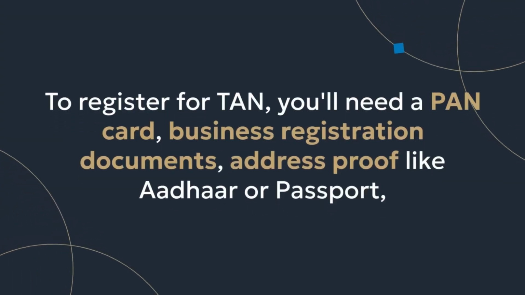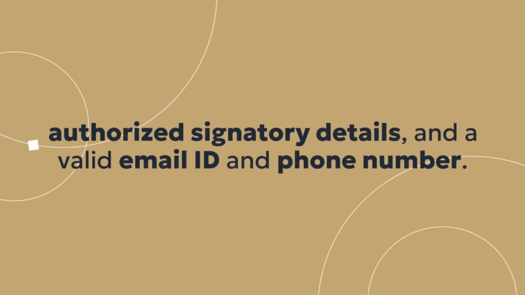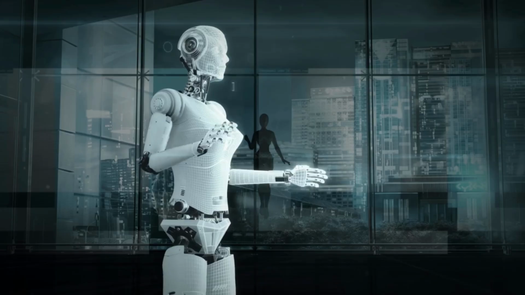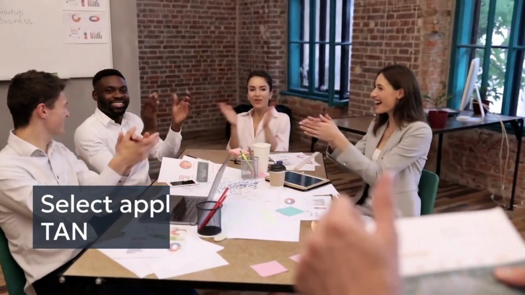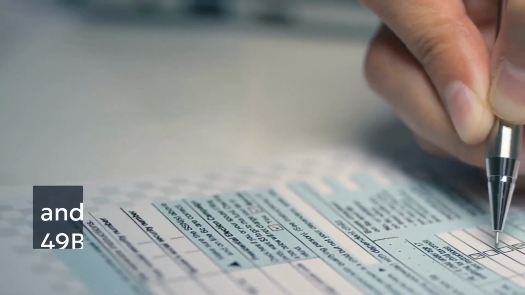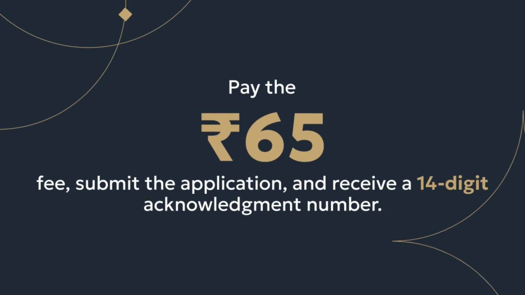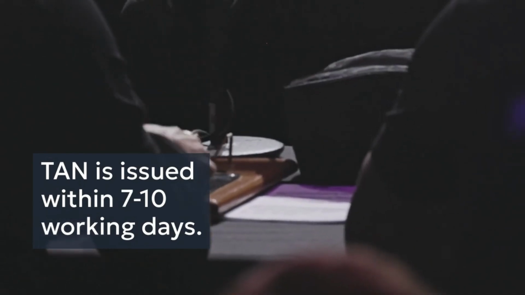To register for TAN, you'll need a PAN card, business registration documents, address proof like Aadhaar or passport, authorized signatory details, and a valid email ID and phone number. Start by visiting the NSDL eGov portal, select Apply for TAN, and fill out Form 49B. Pay the Rs 65 fee, submit the application, and receive a 14-digit acknowledgement number. TAN is issued within 7-10 working days.